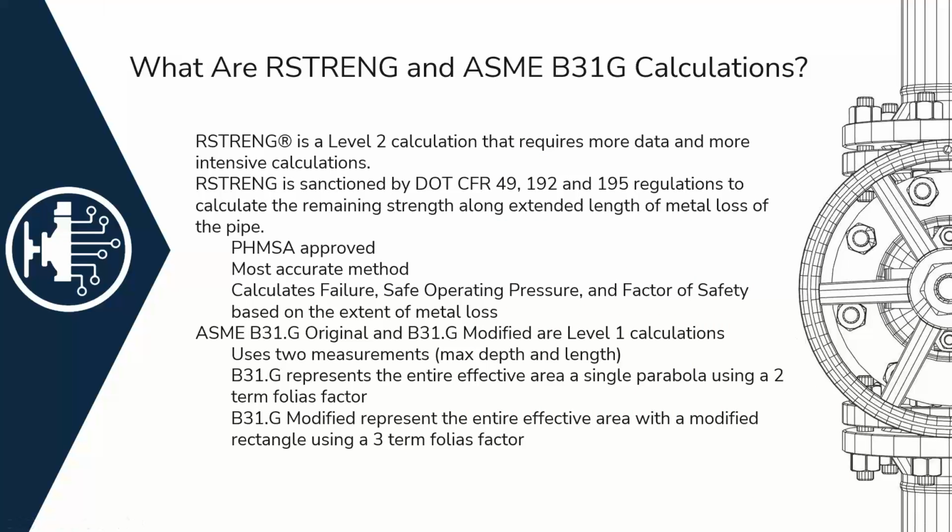Okay, well, welcome everybody. The first thing I want to point out is how RSTRENG came about. Back in the early days, when we were using B31G and modified B31G, and even before that, the Patel calculations, they were in a big book. Everything was pretty conservative. There were excessive repairs and replacement of pipe using these very conservative calculations.